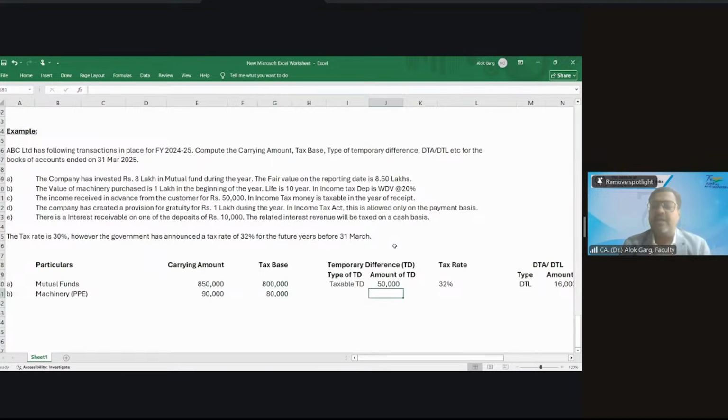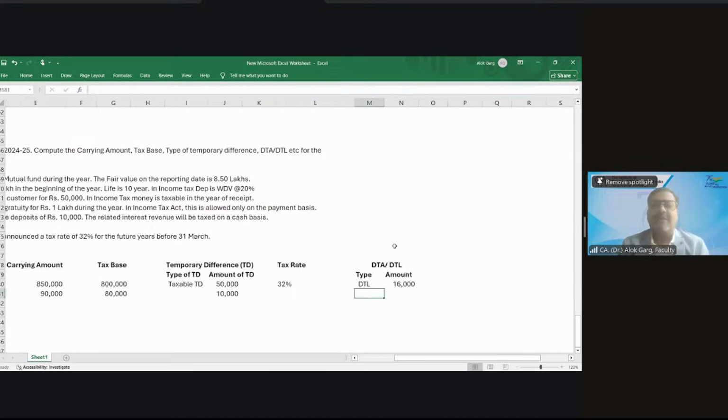Now tell me, what is my amount of temporary difference? 90 minus 80, 10,000. Is it a deductible temporary difference or a taxable temporary difference? Taxable temporary difference. Your accounting books asset is 90,000. Your tax books asset is 80,000. What should I do? I should reduce my asset, means I have to create a liability. If it is DTL, it is a taxable temporary difference. What is the tax rate I have to use? Same 32%. So what is my DTL amount? Temporary difference multiplied by tax rate.